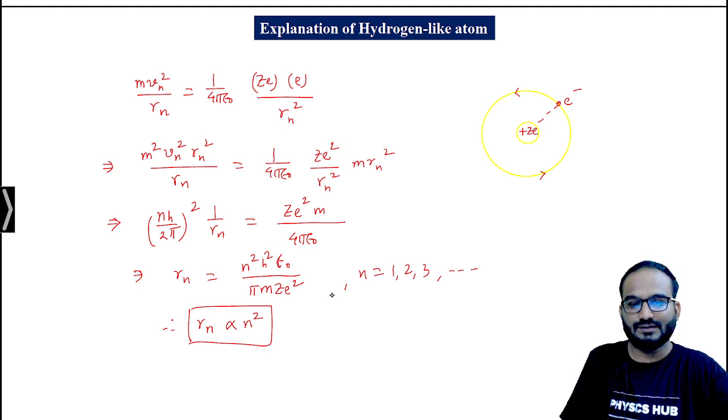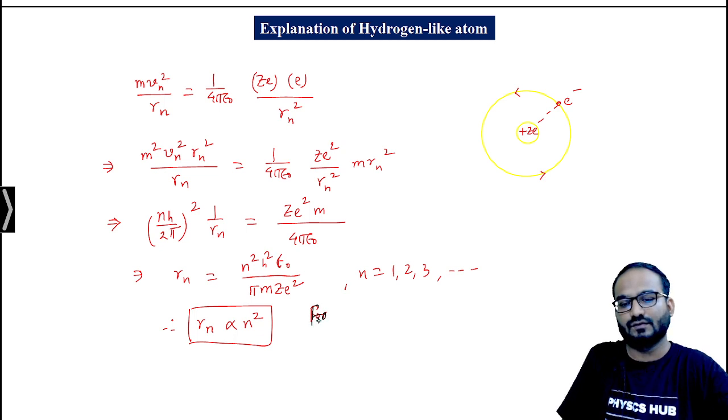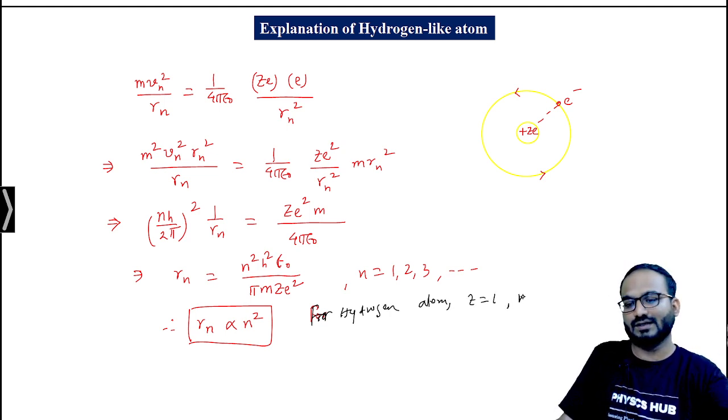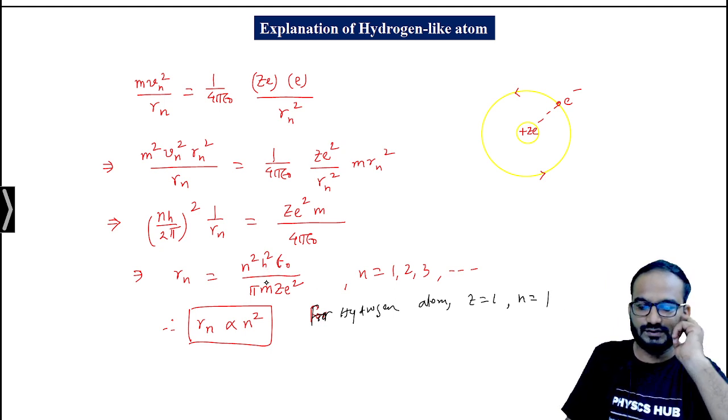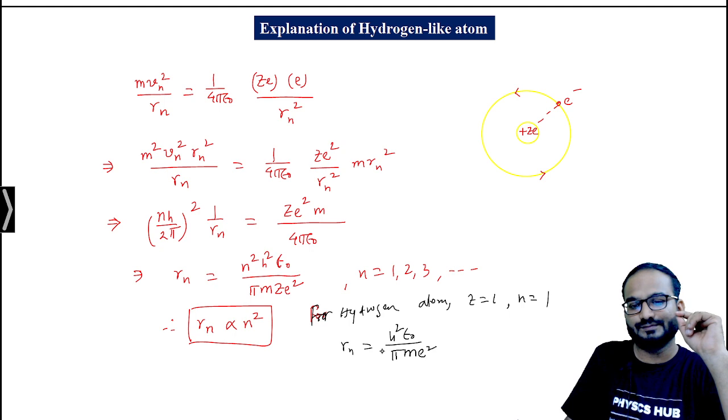Now if you consider a specific case, the hydrogen atom, what do you get? For hydrogen atom, you know that the Z value is equal to 1, and if you take the ground state, n equals 1. So if you put these values in this expression, you get Rn equals h² ε₀ divided by π m e².